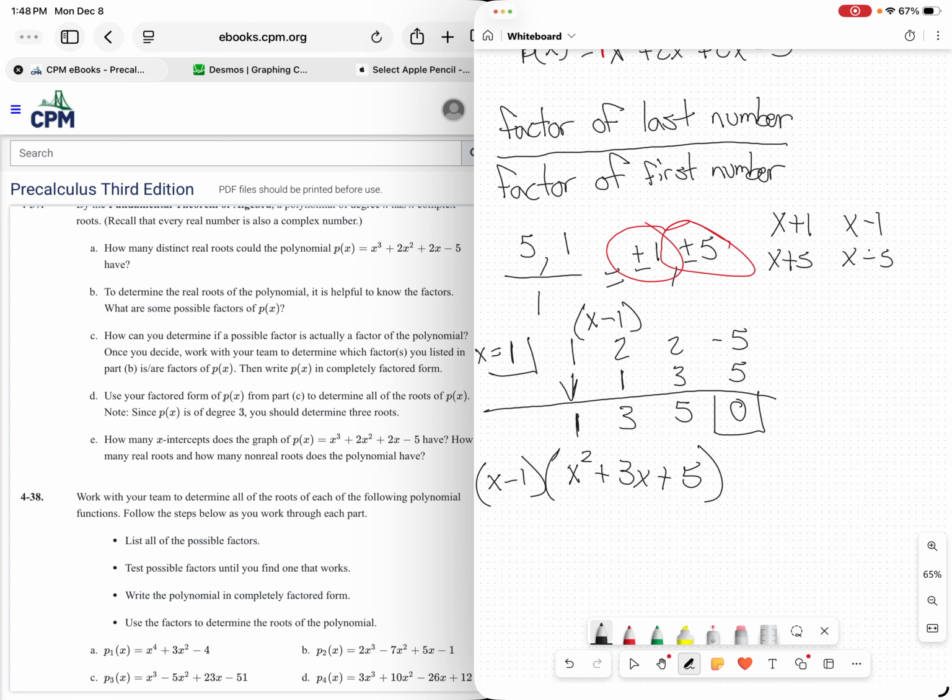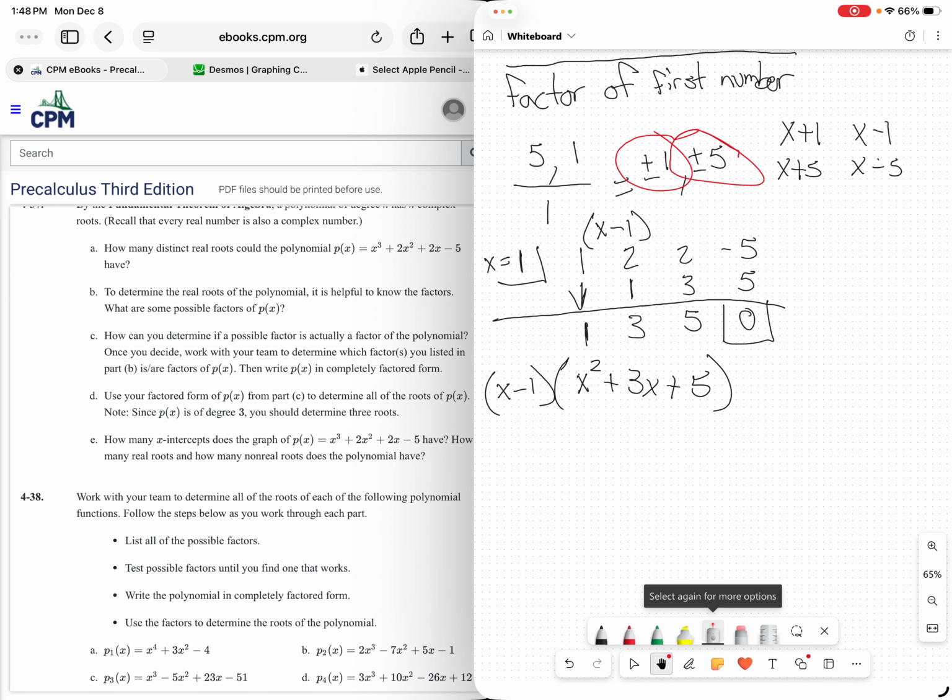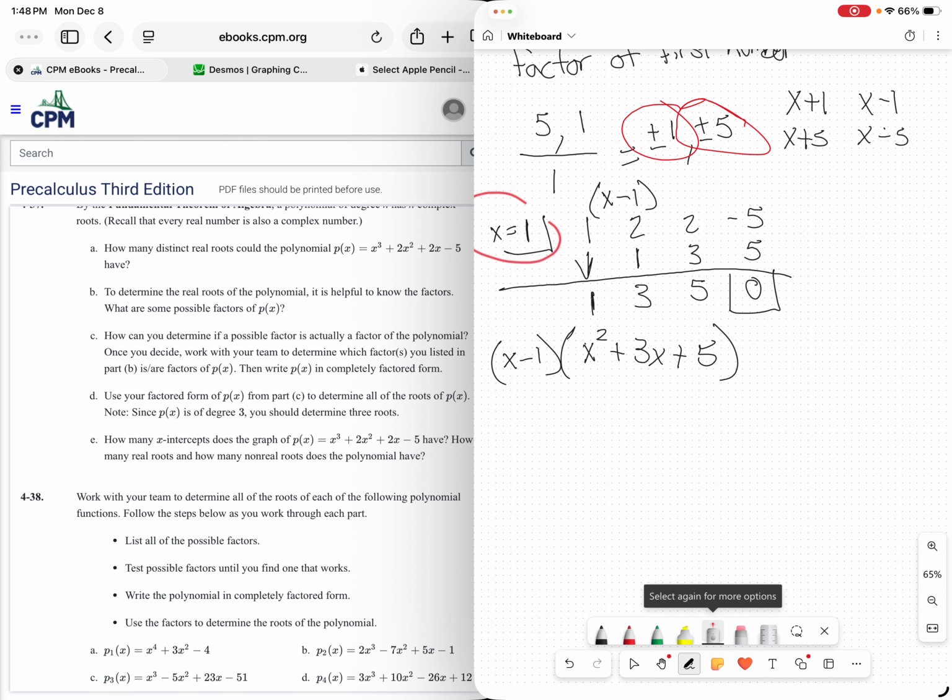Okay? Once you factor it down to factored form and you get to a quadratic, you then can solve quadratics, either factor or quadratic formula. So use your factored form in part C to determine all possible roots. Okay, since p of x is a degree of 3, you should determine 3 roots. Well, we've already got one, right? We already got this one. So for this, we're going to look, can we factor? Well, factors of 5 that add to 3. There are none. So we're looking at quadratic formula.